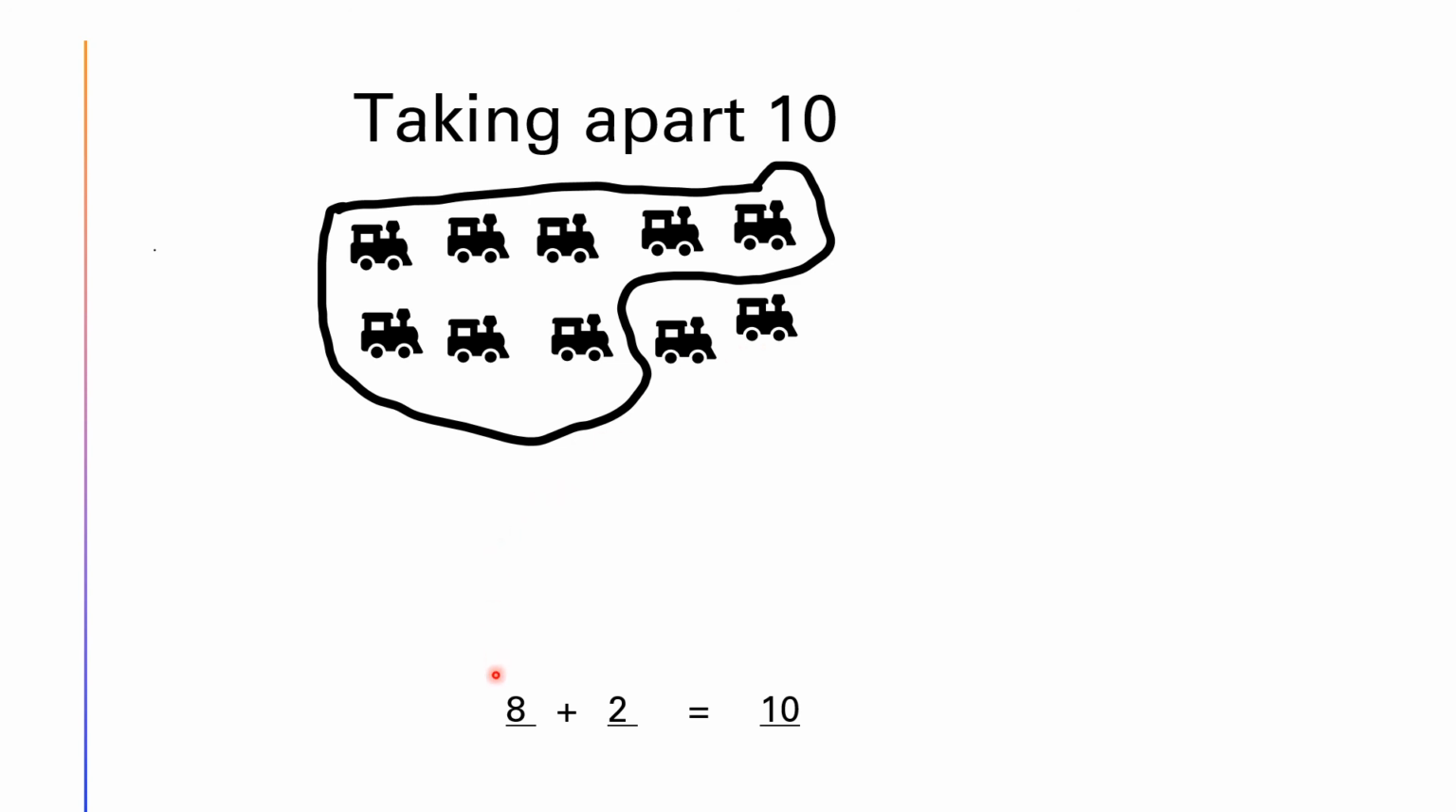8 trains in the circle plus 2 trains outside of the circle make how many trains all together, kindergarten? You got it, 10 trains. Nice work, kindergarten. You did an absolutely phenomenal job of taking apart 10 and writing a matching number sentence. Now it's time for your work in your assignment packet. Please take out your next assignment and get started.